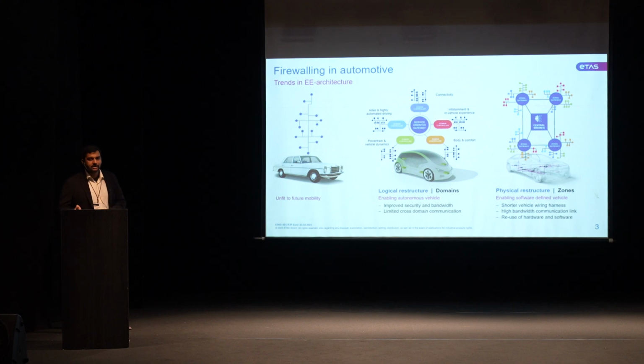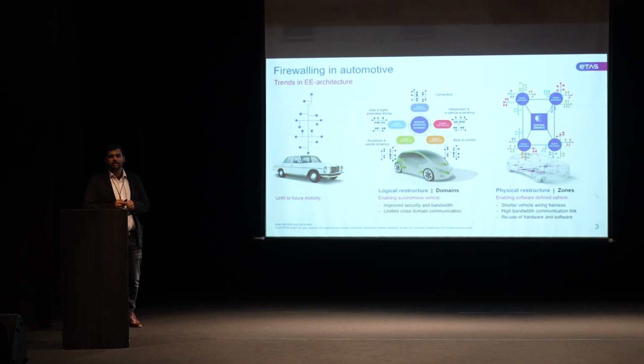First we can start with the trends in EE architecture, and we more or less divide the trend into three areas. One is the old EE architecture, where everything was connected with each other, all the ECUs, with a CAN bus. So, we say it's unfit for future mobility. Then came domain-based EE architecture, where the restructuring of the network was more on a logical basis. Here we found improved security and bandwidth, and there was limited cross-domain communication.